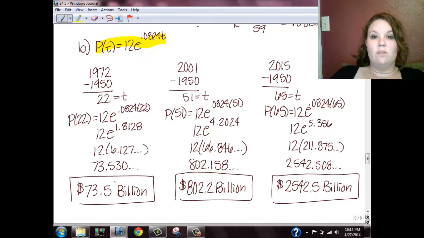In 2001, your time should be 51, and there was 802.2 billion value of exports. And then in 2015, you should get 2,542.5 billion.